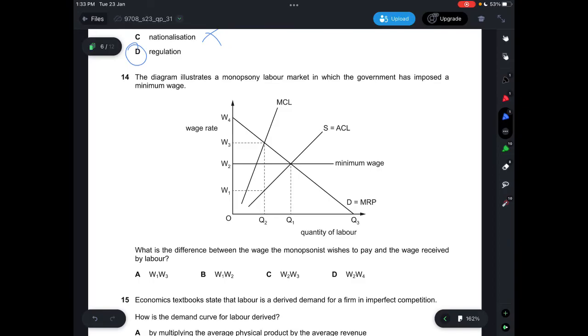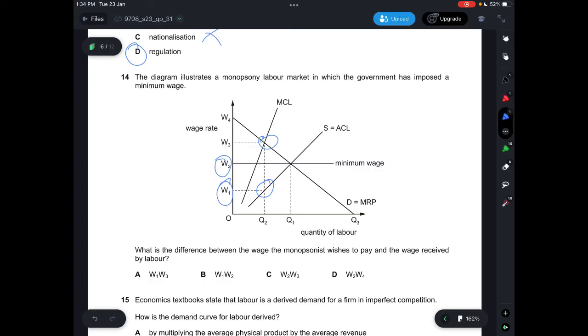Question 14, the diagram illustrates a monopsony labor market in which the government has imposed a minimum wage. What is the difference between the wage the monopsonist wishes to pay and the wage received by labor? So the monopsonist here would only pay at the point where MRP equals MCL. So MRP equals MCL would have to be at point Q2, which is here and here. So the wage received by labor, you can see here, minimum wage is W2. And then the point where the monopsonist would pay would be at W1.